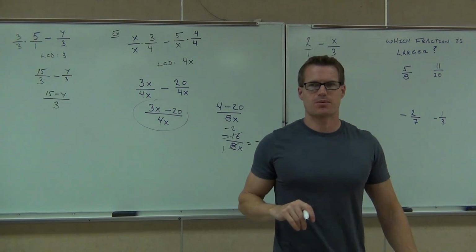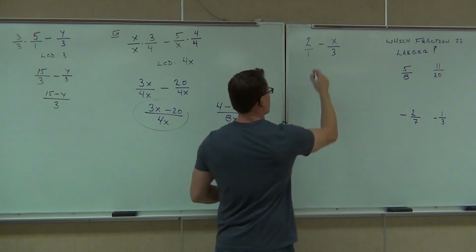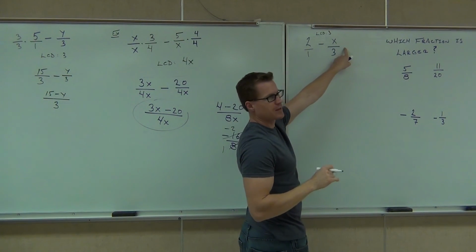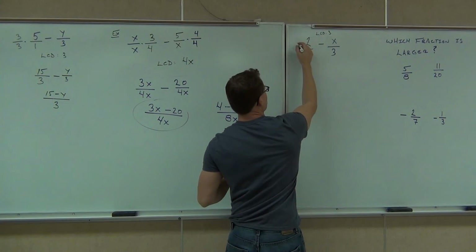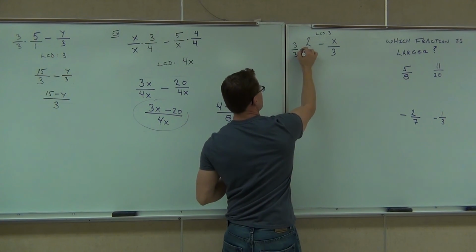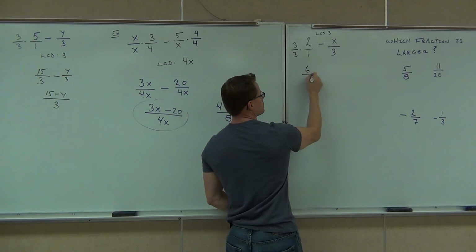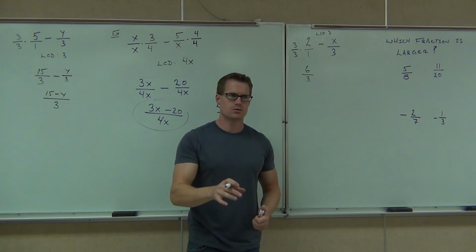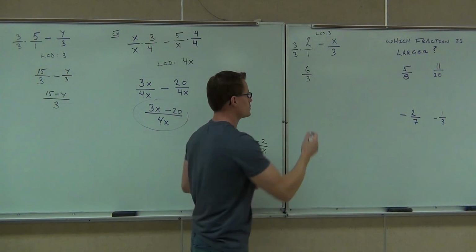What is your LCD for that problem? 3. So we're going to have, LCD is 3. I don't need to multiply this one by anything because I already got the 3. However, here I need to multiply by 3 over 3. So I should be getting 6 over 3, which, by the way, you can check your work, right? Is 6 over 3 still equal to 2? Yeah. Sure. You do it as you go.